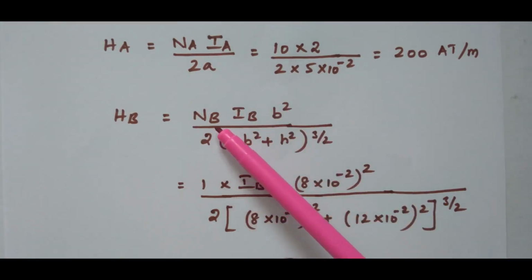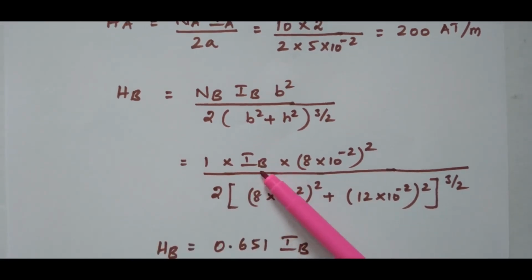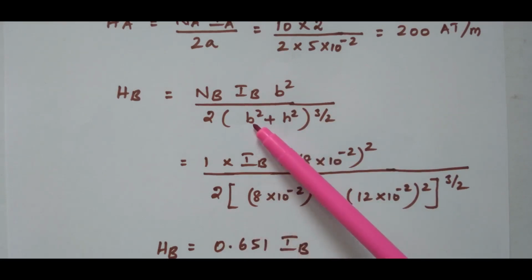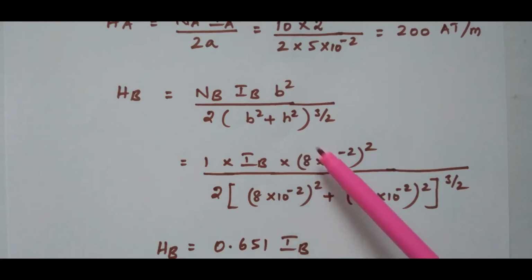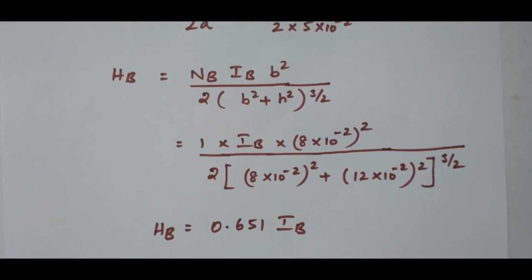So now we substitute the values. NB, the number of turns in coil B, is 1, right? The IB value is not available; we need to find the IB value. Then B square, 8 into 10 to the power minus 2 the whole square, divided by 2 into the bracket of 8 into 10 to the power minus 2, the radius of the second coil, squared plus the height, 12 into 10 to the power minus 2 whole square, whole to the power 3 by 2. Right? So by simplifying this, what we got is 0.651 IB. So HB equal to 0.651 IB. This IB value is not known.